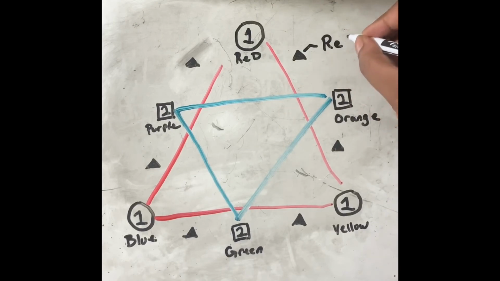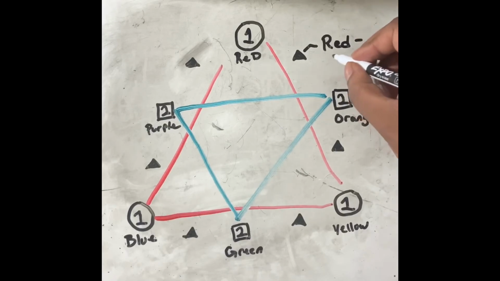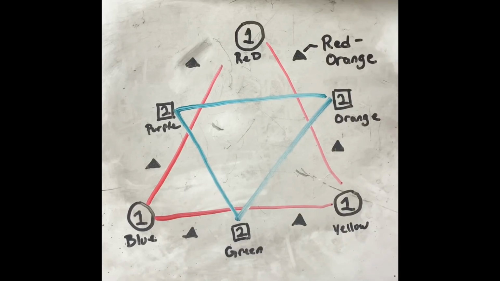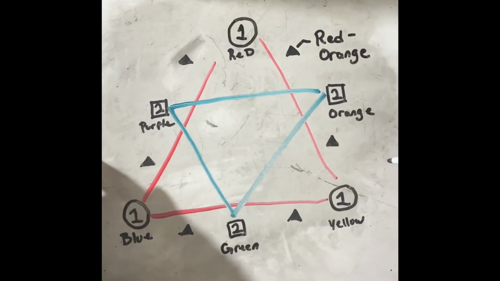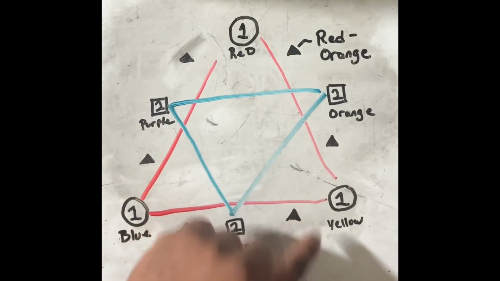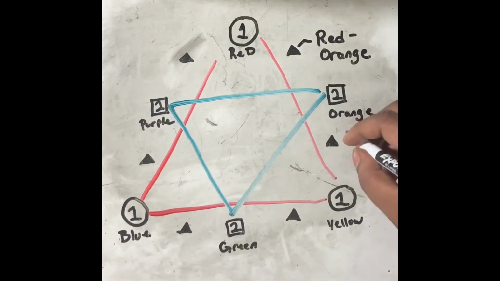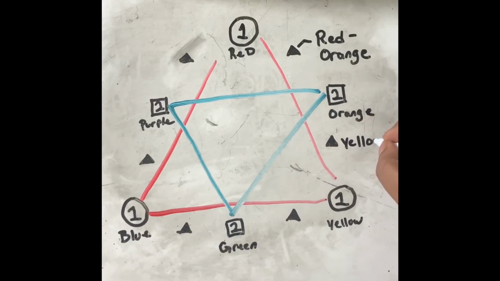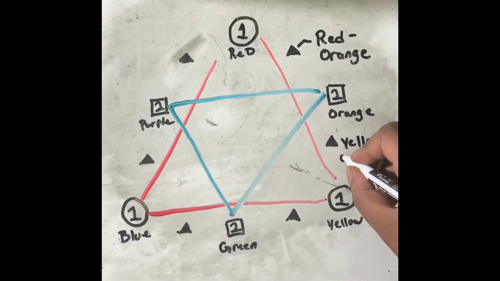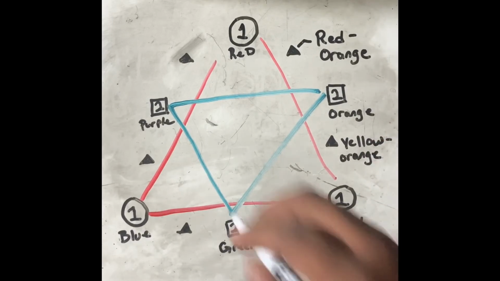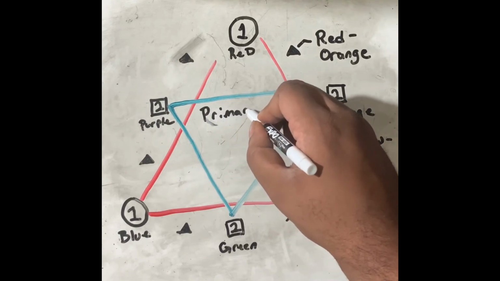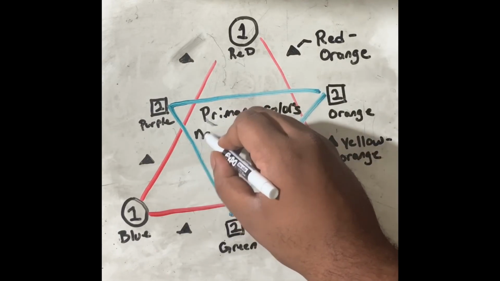So if I mixed red and orange, it's going to give me red-orange. The entire process follows this rule. So if I mix yellow and orange, I'm going to get yellow-orange. But the orange came first. Why isn't it orange-yellow? Well, that's because the primary color's name always comes first.